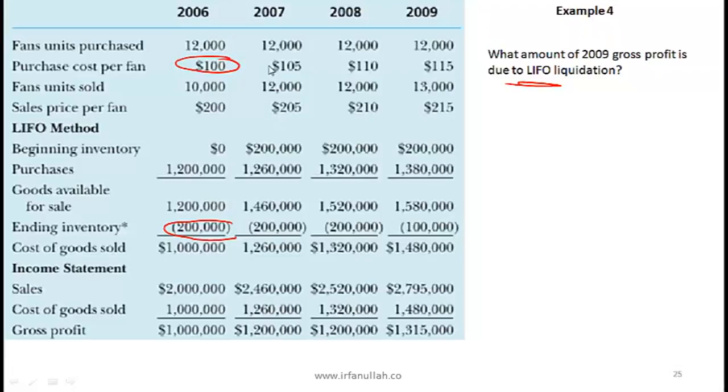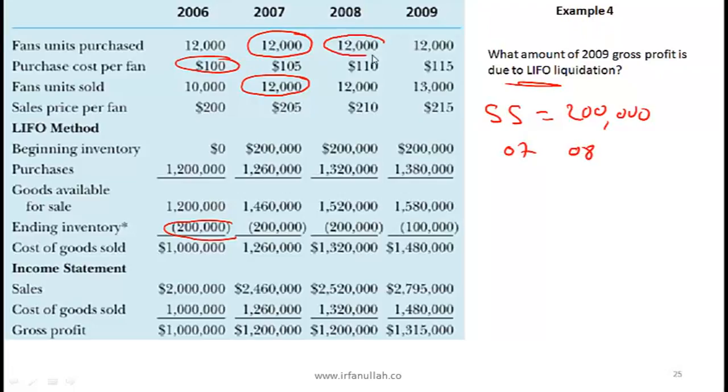numbers. Now in the subsequent years, effectively what the company is doing is buying 12,000 fans, and selling all of them. Okay, so that inventory, you can think of the safety stock of 2,000 or, in dollar terms, 200,000. So that sticks for 07 and 08. Even in 08 we bought 12,000 and sold 12,000. So 07, 08, is there any LIFO liquidation happening in 07 and 08? No, because we are simply selling everything that we buy in the year.